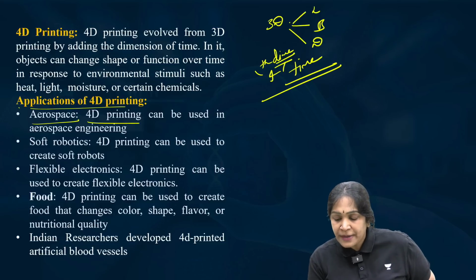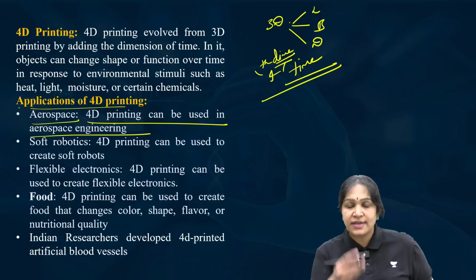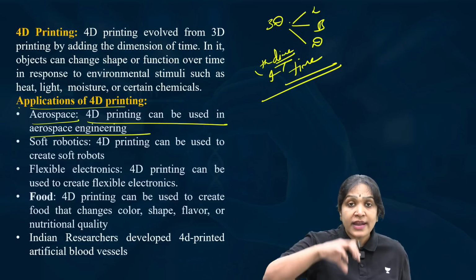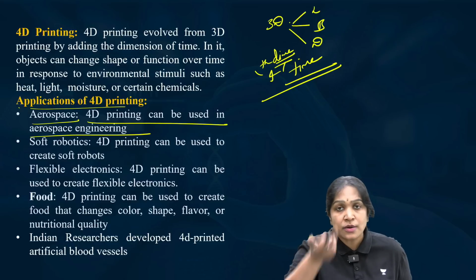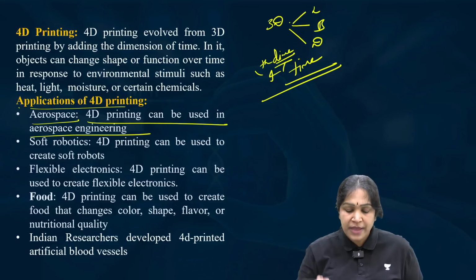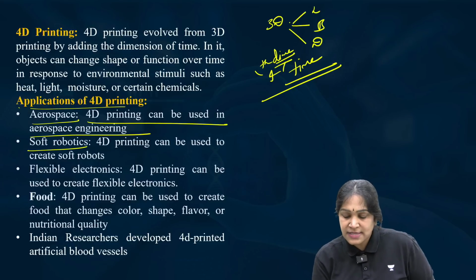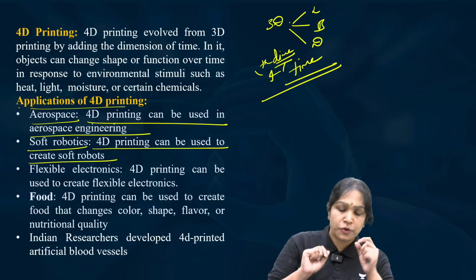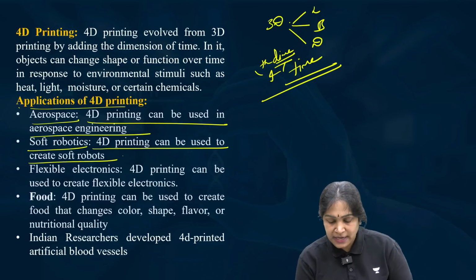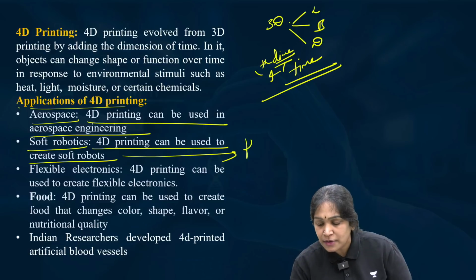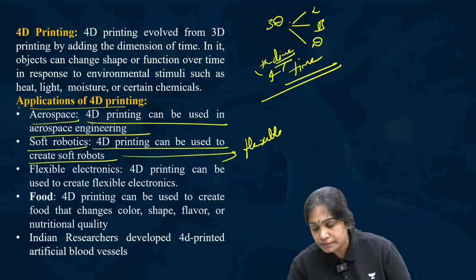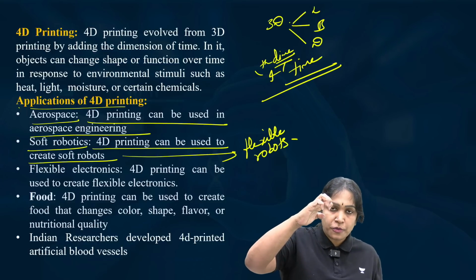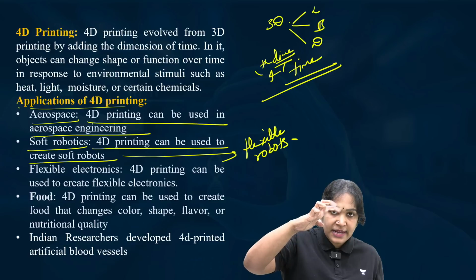Applications of 4D printing technology. Aerospace: 4D printing can be used in aerospace engineering, like I just told you, a rocket which can change its structure over a period of time. Soft robotics: 4D printing can be used to create soft robots. What are soft robots? Soft robots means, note this down, flexible robots. For example, the robot will be like my fingers. It can easily change its shape like that.